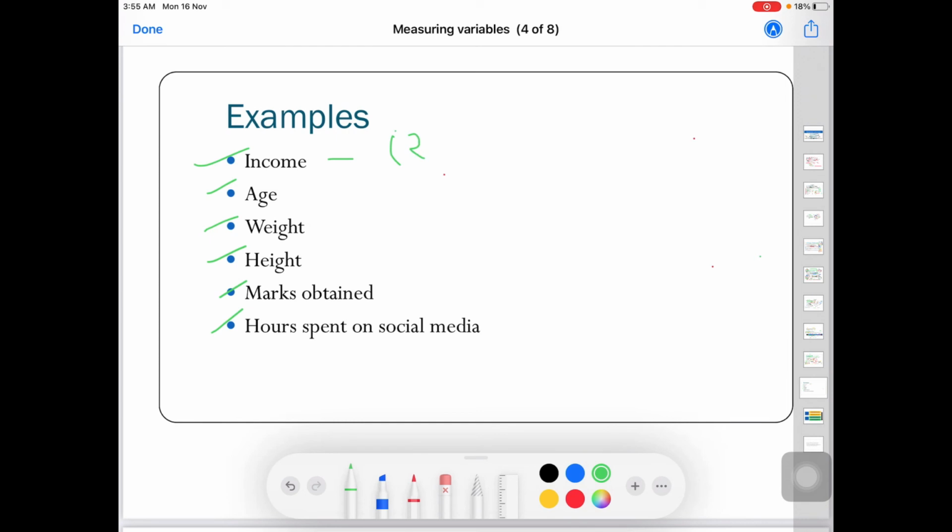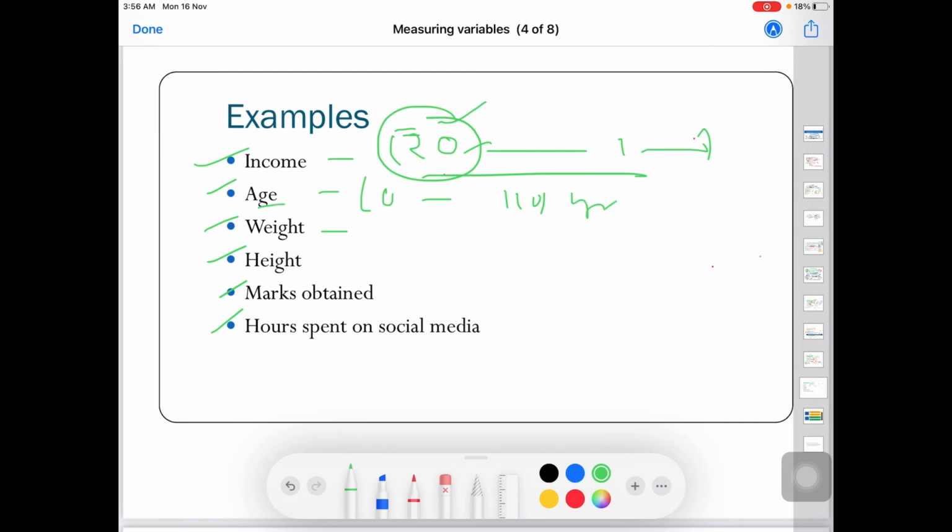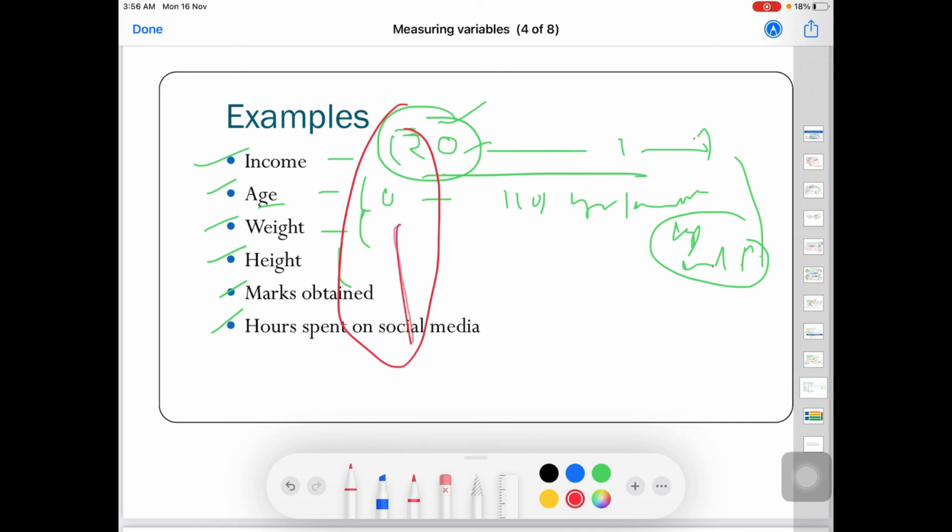So income, it can be from rupees 0 to billions. So it has a fixed starting point. It has a fixed 0, which in actual means 0, that it has an actual value. Same with age, from 0 to 110, it can be anything. For age the unit is year, or month, it can be in month also. For weight, kg, height, centimeter or feet. So all these have units, right? And all these have a fixed starting point where 0 has absolute meaning. So you have to remember this.